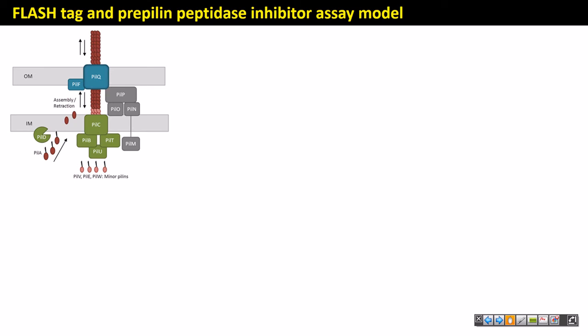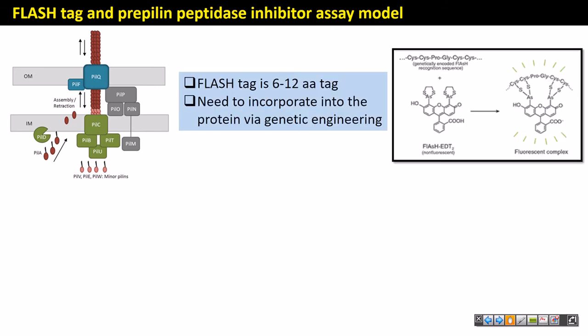And if this cleavage is blocked, there will be no synthesis of the pili. So we are looking for an inhibitor which can block the peptidase activity of this enzyme. For that, what we did, we used a FlAsH tag. The FlAsH tag is not a fluorophore tag; it's an amino acid sequence, and there are several variants of this FlAsH tag, 6 amino acid and 12 amino acid.